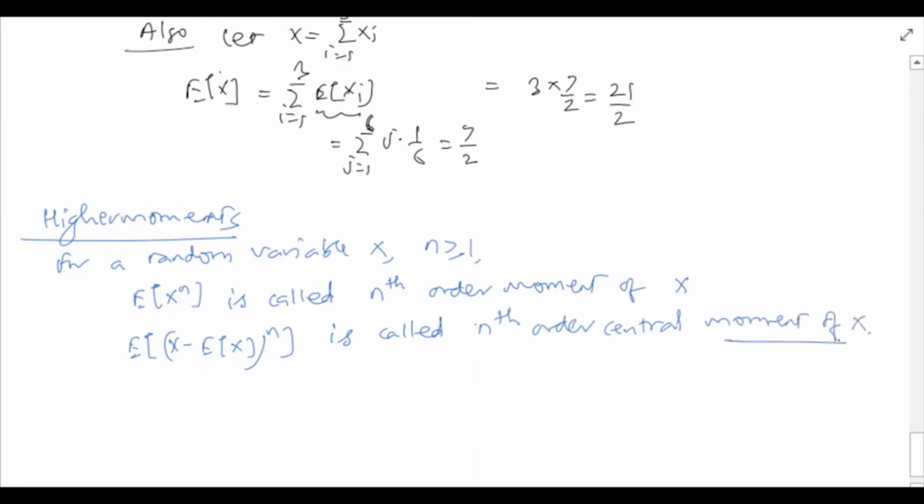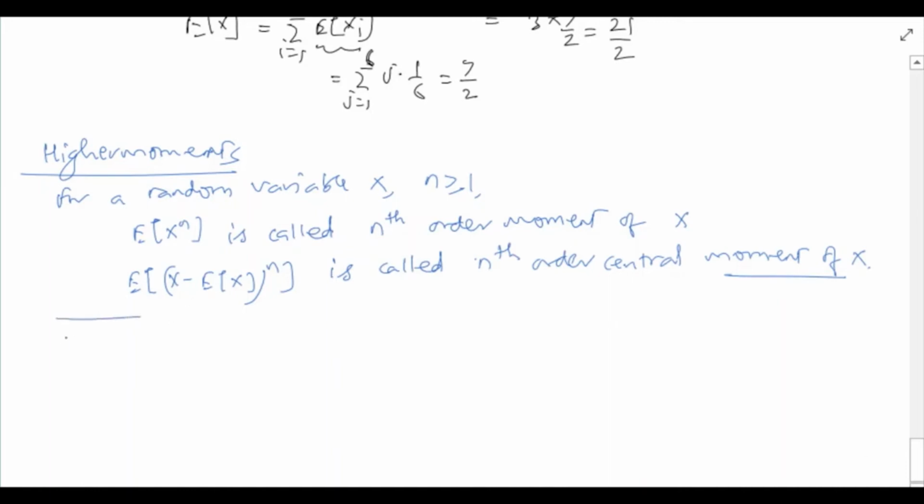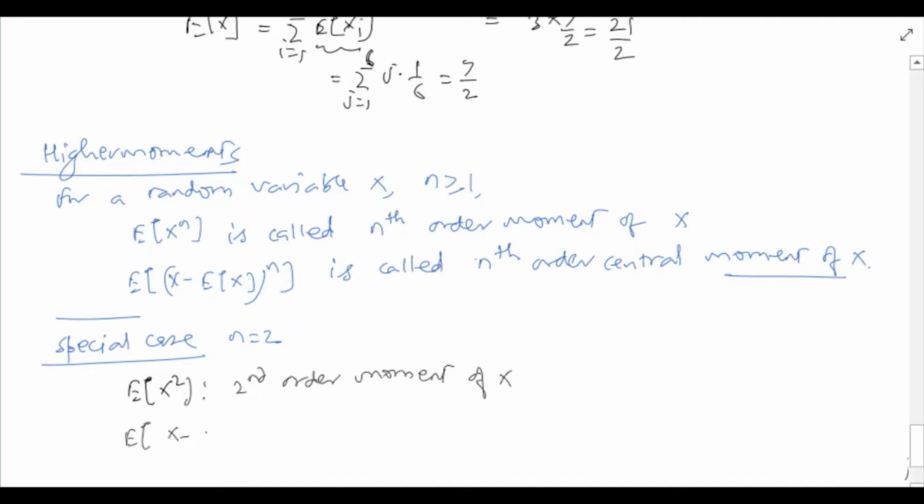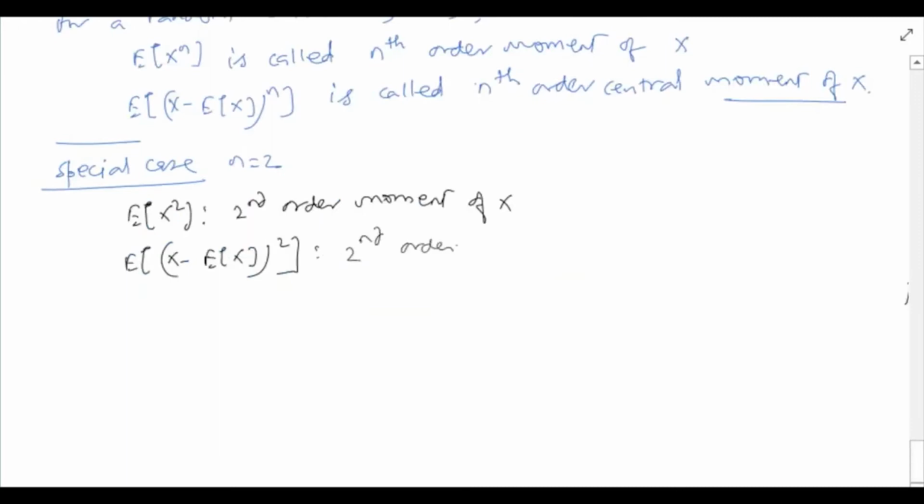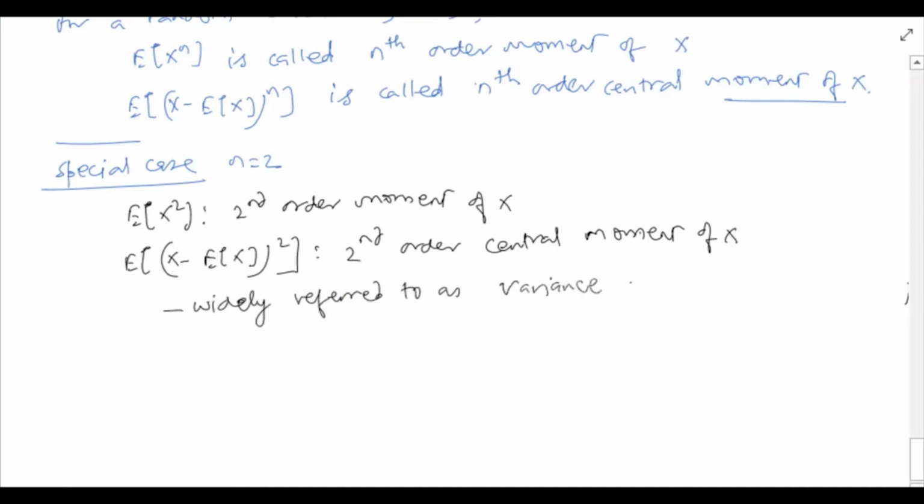Of special interest is the scenario when n is 2. In this case, the quantity expected value of X squared is clearly the second order moment, and expected value of (X minus expected value of X) whole squared is the second order central moment. This second order central moment of X is what is widely known as variance of X. In fact, it's denoted by Var X.